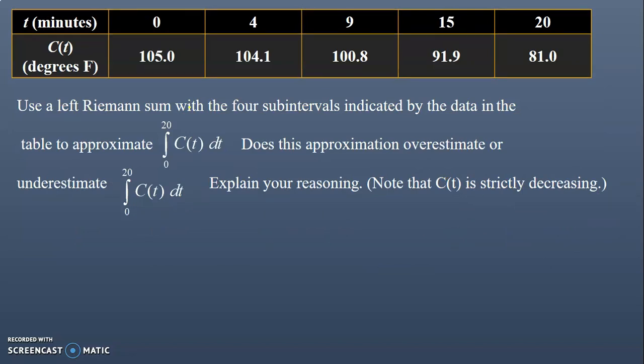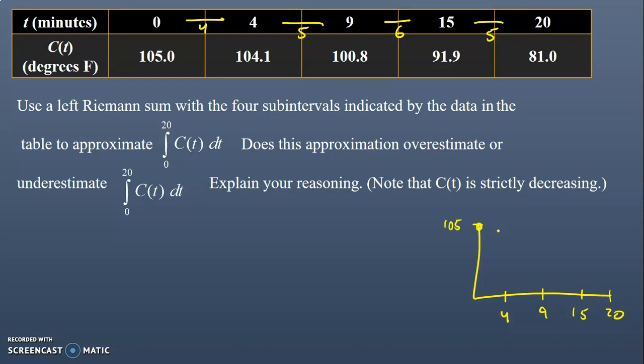So a left Riemann sum, we're doing rectangles. We want 4 rectangles. The distance between these first 2 is 4. The distance between these next 2 is 5, 6, and then 5. So for each of my rectangles, and we can draw a quick scatter plot over here. So we've got 0, 4, 9, 15, 20. And then we're going down. So we're starting at 105, and then we go down just a little bit, and then down a little bit more, and then we start dropping off a little bit quicker.